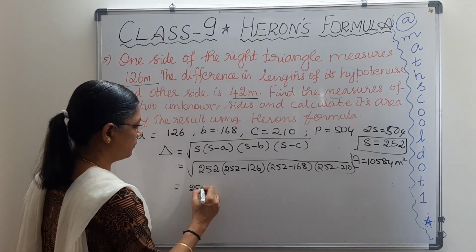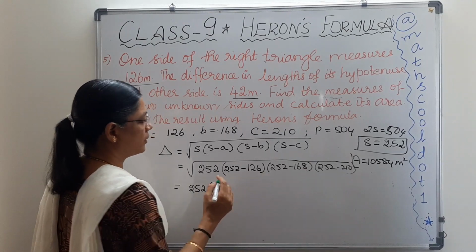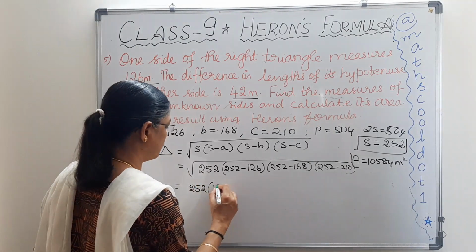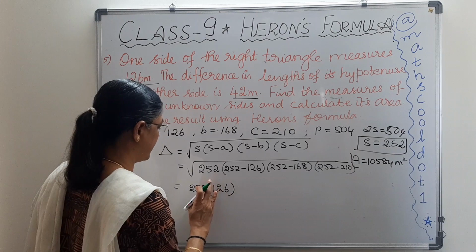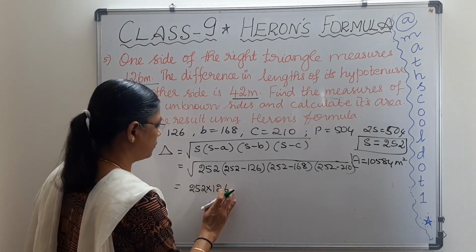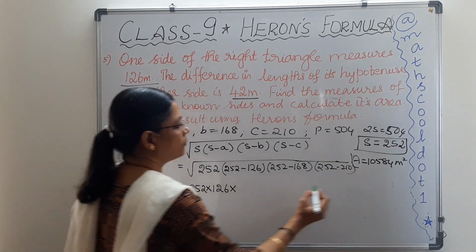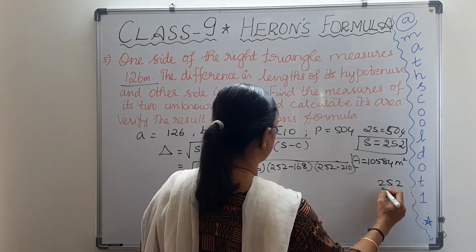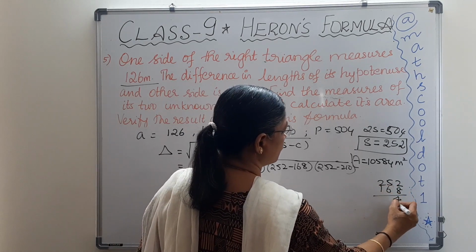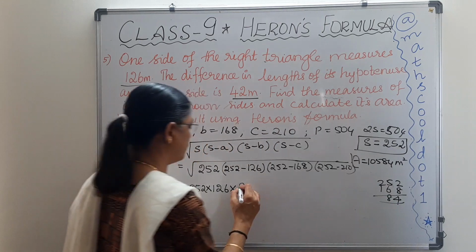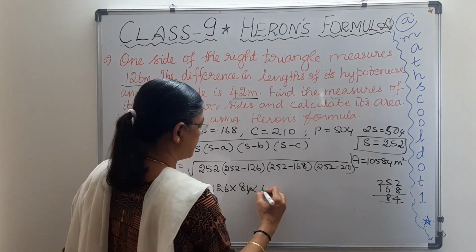Now take 252. 252 minus 126 is just half, isn't it? So you will get it as 126. 252 into 126, and 252 minus 168 is 84, and this is 42.